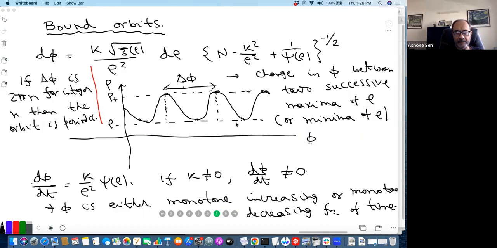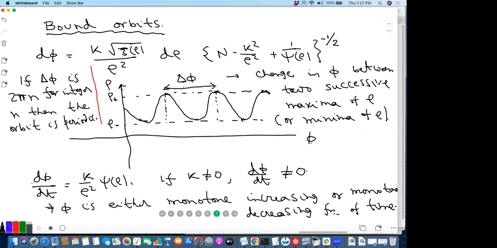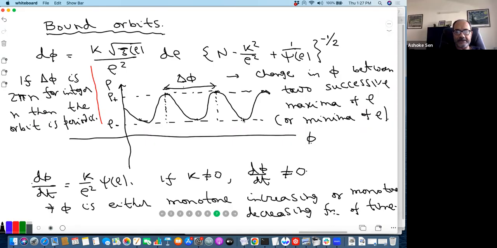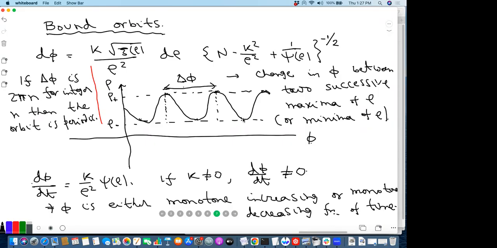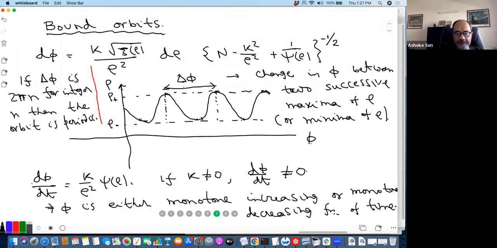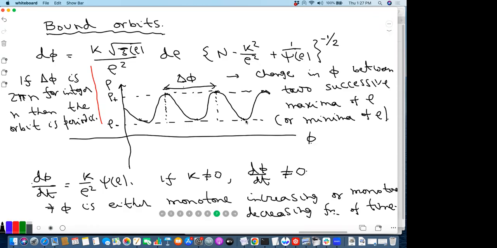Right? Because if it's a multiple of 2 pi, suppose the phi here and the phi here differ by 2 pi, then that means in actual physical space, this point and this point represent the same point. Because a difference of 2 pi in phi is not a real difference in terms of physical space. But if it is not 2 pi, then in physical space, this point and this point are not the same. Okay.